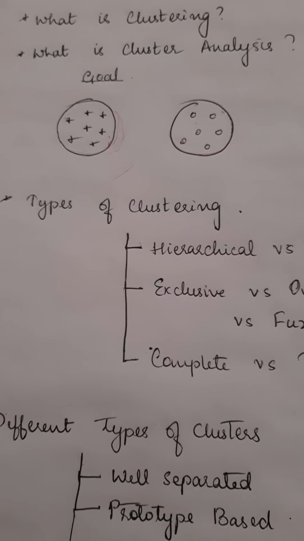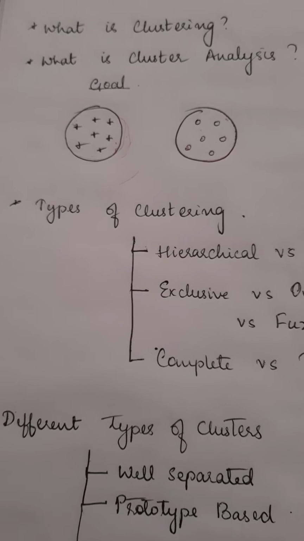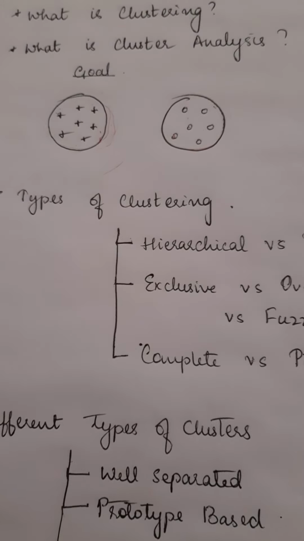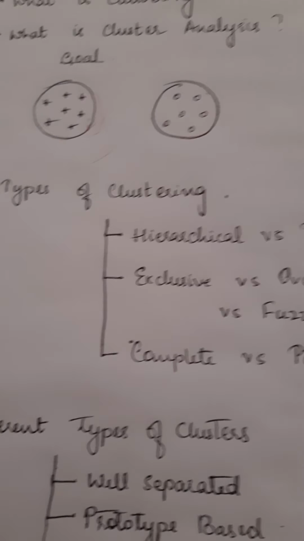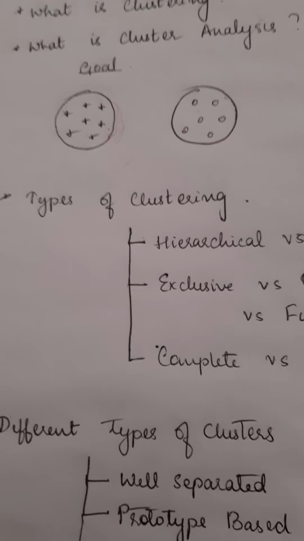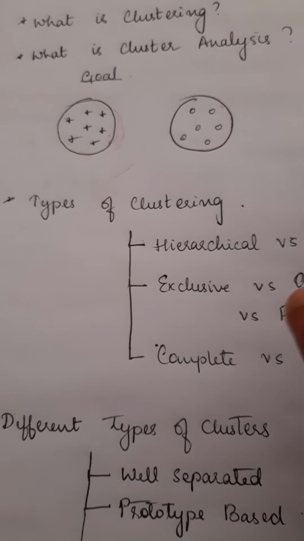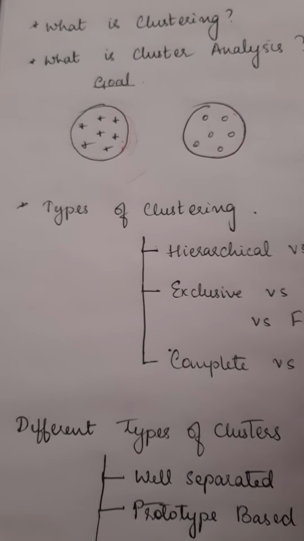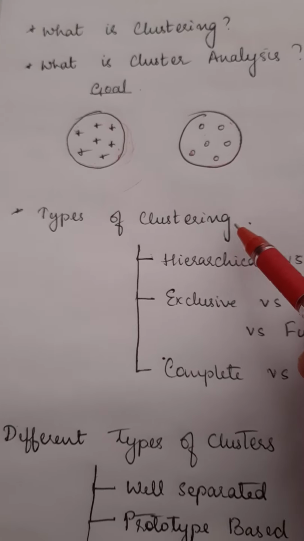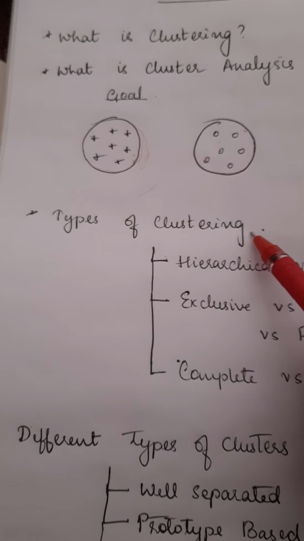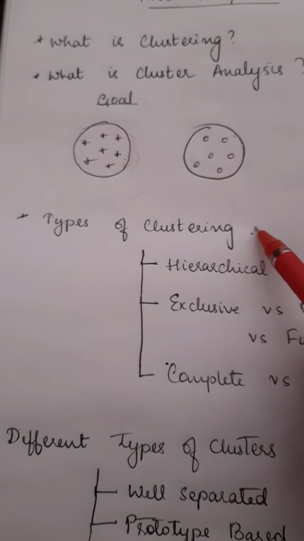Now why do we need clustering? Clustering is basically used to find a structure in unlabeled data. When I say unlabeled data, we'll see what that is. This is the most common form of unsupervised learning. In the previous module we had learned supervised learning and classification.